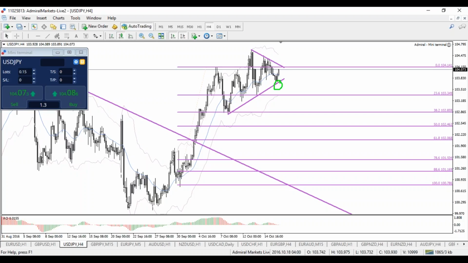Obviously, it's still supporting the support trend line. So at the moment, I would just expect the bullish break to occur right now, or soon.